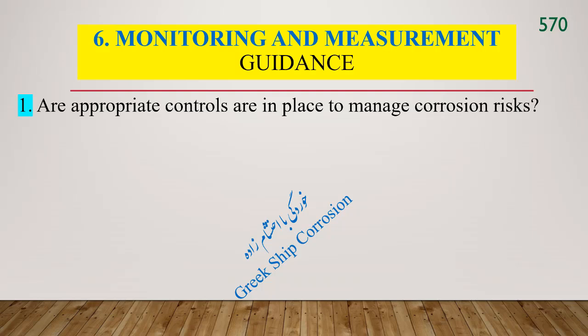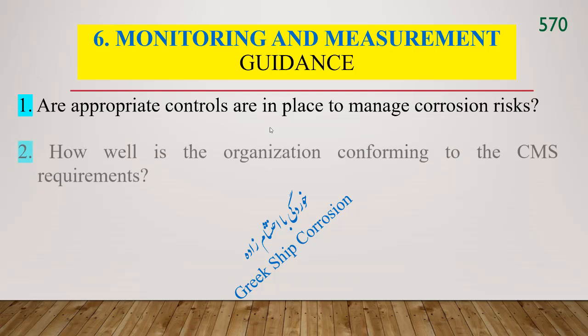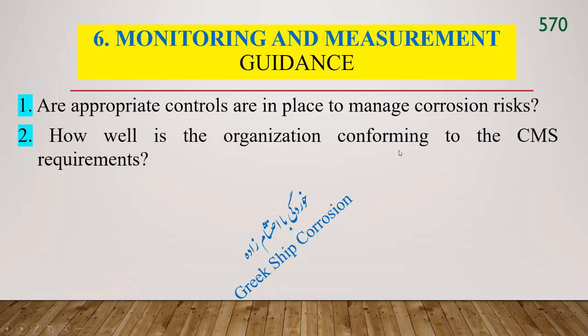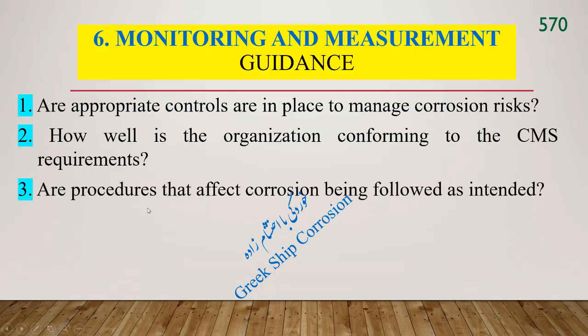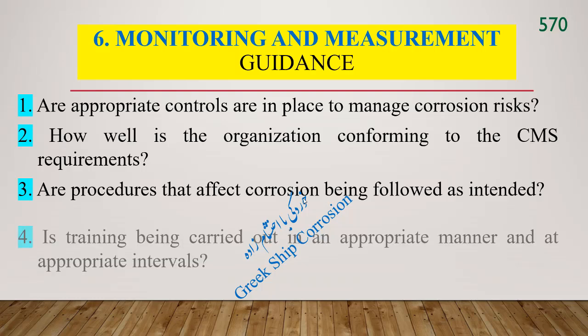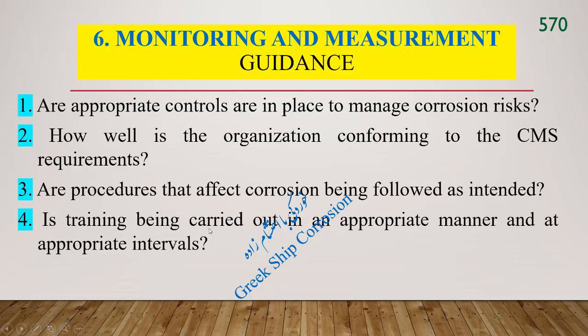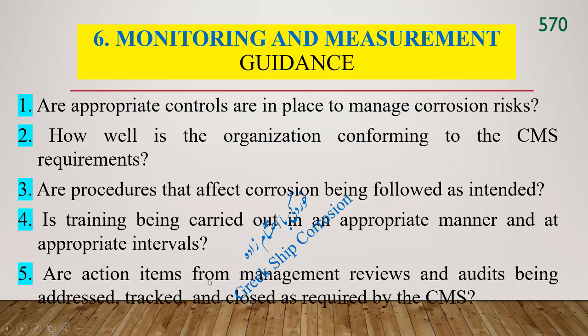1. Are appropriate controls in place to manage corrosion risks? 2. How well is the organization conforming to the CMS requirements? 3. Are procedures that affect corrosion being followed as intended? 4. Is training being carried out in an appropriate manner and at appropriate intervals? 5. Are action items from management reviews and audits being addressed, tracked, and closed as required by the CMS?